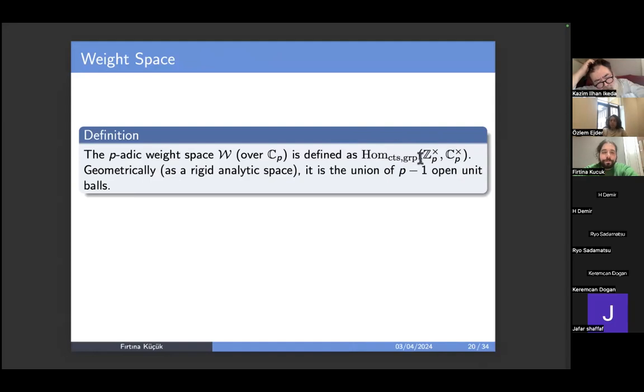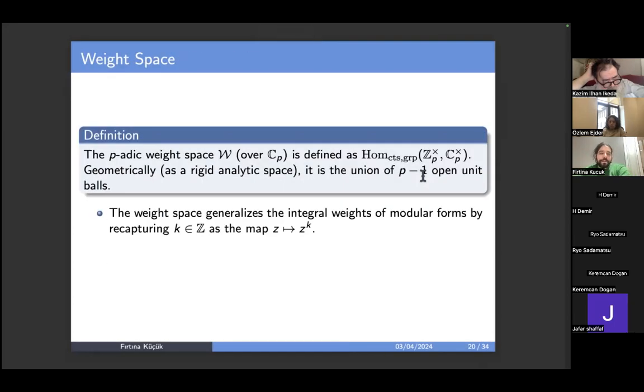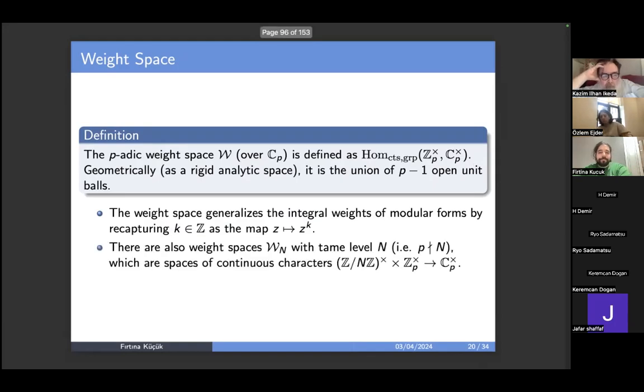And by rigid analytic arguments we can also obtain a geometric meaning of this, and it will be the union of p minus one open unit discs. By open unit disc, I mean the numbers in C_p with absolute value less than one. So this weight space generalizes the integral weights, because we can see each weight k as the map sending z to z to the k, and in this way the p-adic weight space includes these integers as elements. And there are also other weight spaces for different levels, which are spaces of continuous characters like this.